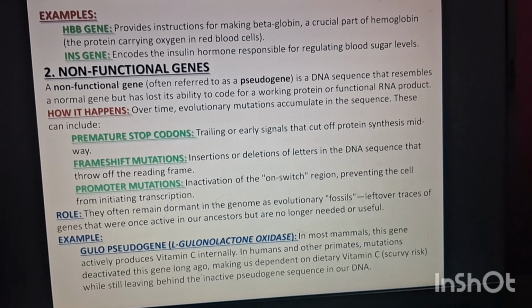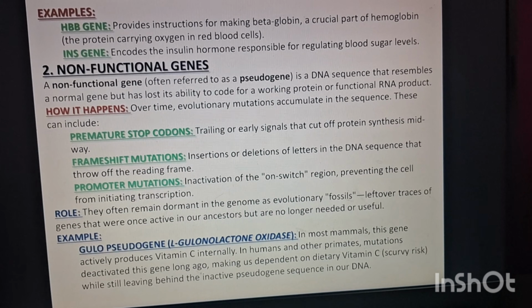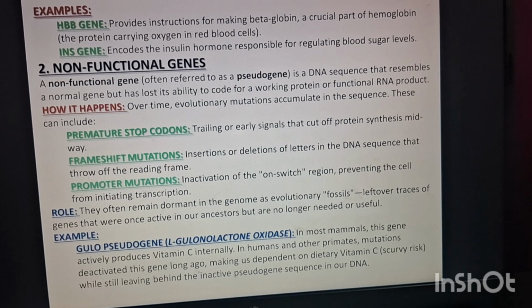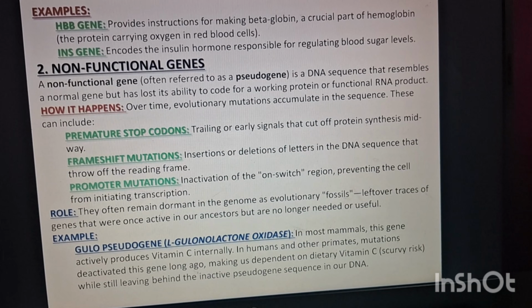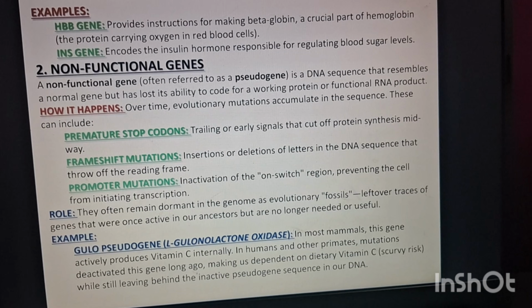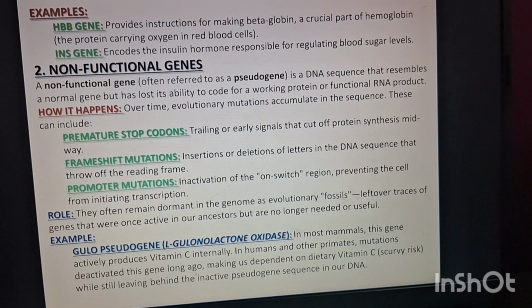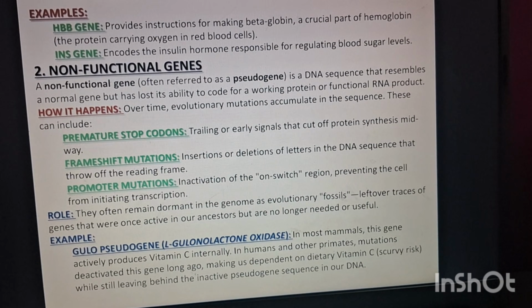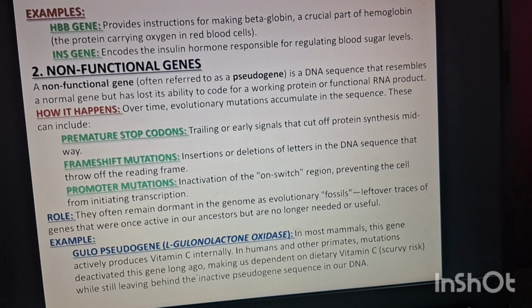Next, non-functional genes. A non-functional gene, often referred to as a pseudogene, is a DNA sequence that resembles a normal gene but has lost its ability to code for a working protein or functional RNA product. How does it happen? Over time, evolutionary mutations accumulate in the sequence. This can include premature stop codons, frameshift mutations, and promoter mutations. This topic I will discuss in elaborate form in the next slide.